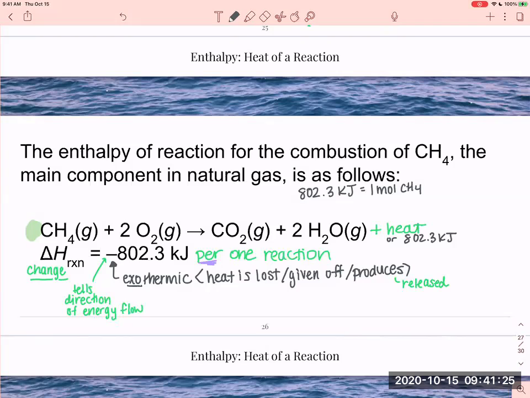So let's write another conversion. Let's talk about our water. How much energy is produced with 2 moles of water? Well, 2 moles of water is the reaction amount, right? One reaction means 2 moles of water are made, one run through.